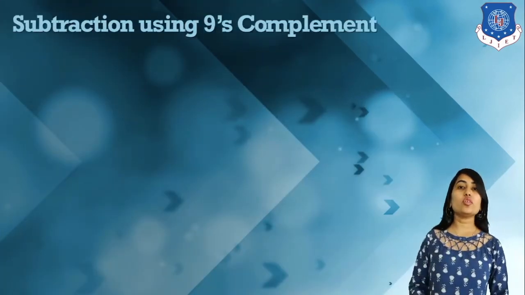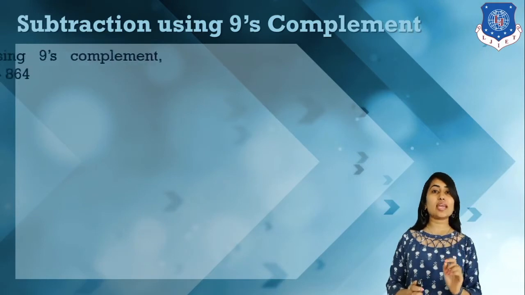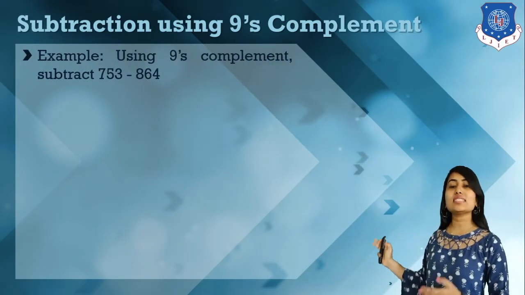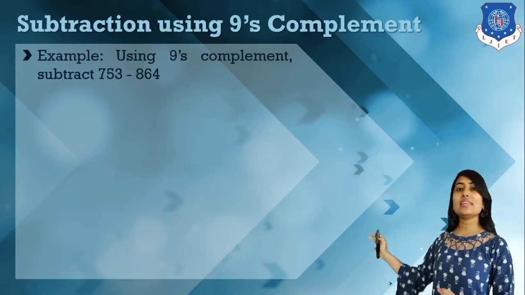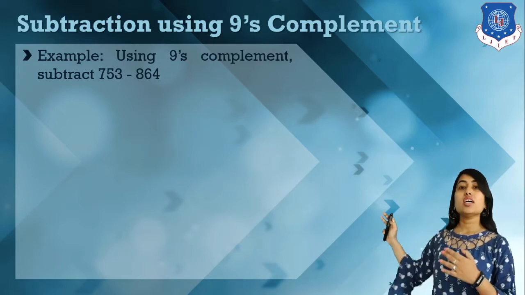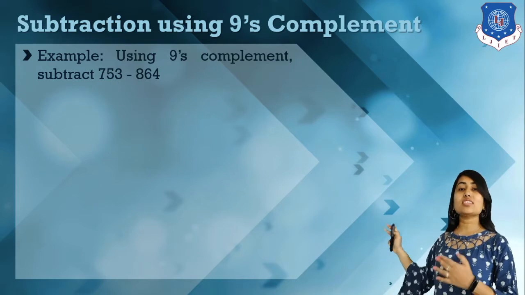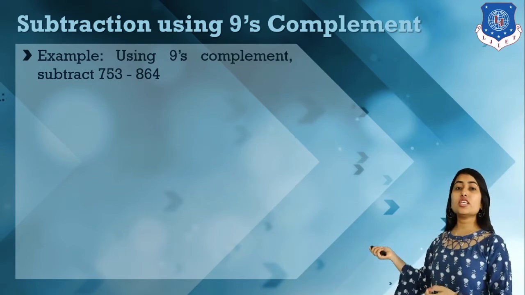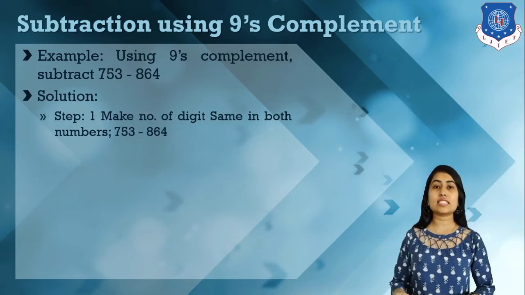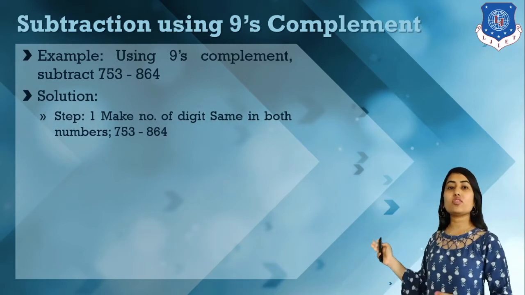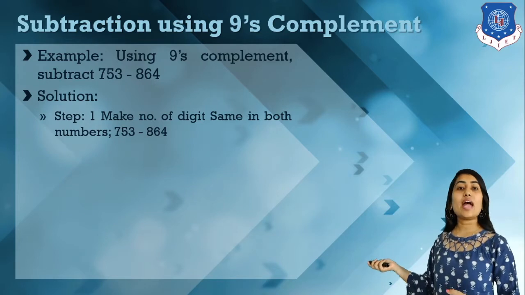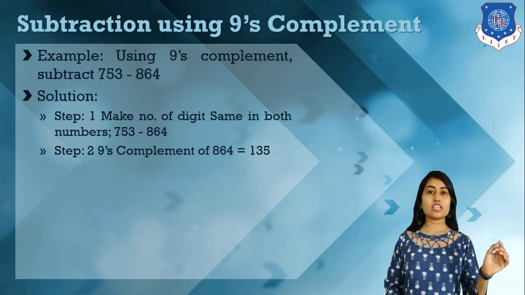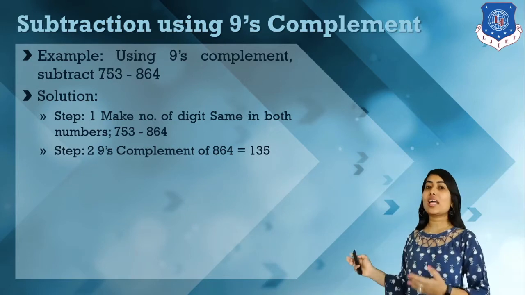Here we have an example: using 9's complement, perform the subtraction of these two numbers, 753 minus 864. So how can we do that? Same procedure. First, make the number of digits the same. So here we have 753 minus 864. Then calculate the 9's complement of the second number, that is, the 9's complement of 864, which is 135.